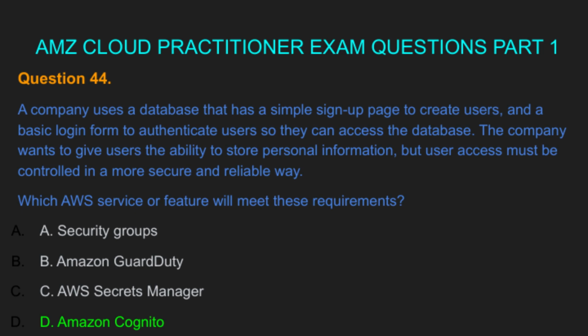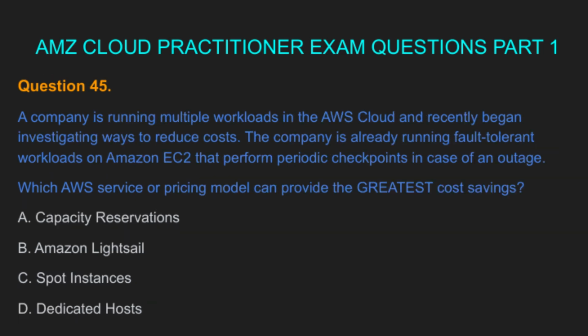Question 45. A company is running multiple workloads in the AWS cloud and recently began investigating ways to reduce costs. The company is already running fault-tolerant workloads on Amazon EC2 that perform periodic checkpoints in case of an outage. Which AWS service or pricing model can provide the greatest cost savings?